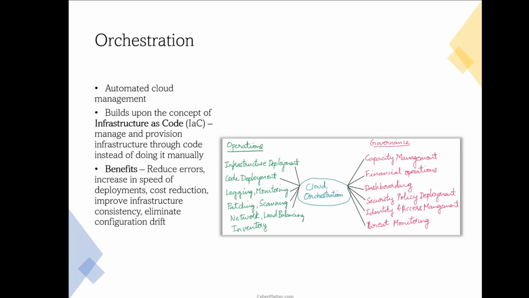There are many benefits of orchestration. A few of them I have mentioned here. For example, it reduces errors because it provides a standardized template, right? And you're deploying the same code everywhere, so the errors are reduced. It also increases the speed because it is automated, obviously. There is cost reduction, there is consistency because of the standardization, and you can enforce the baseline. It is an easier way to enforce the baseline, and you can eliminate the configuration drift.